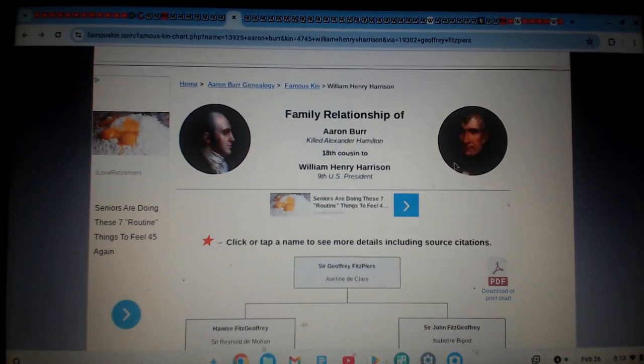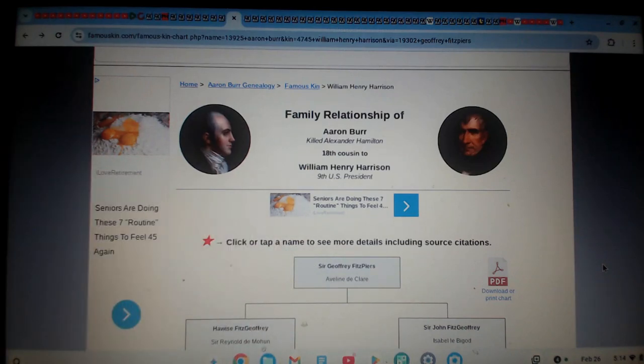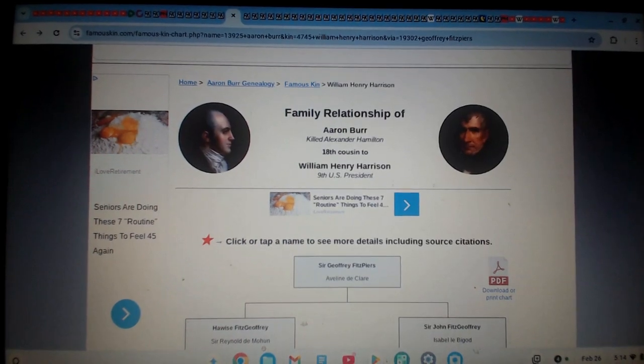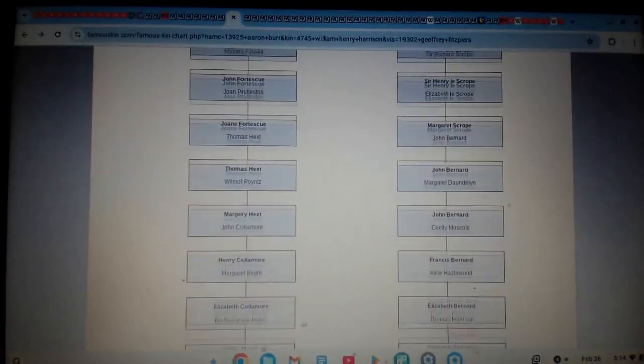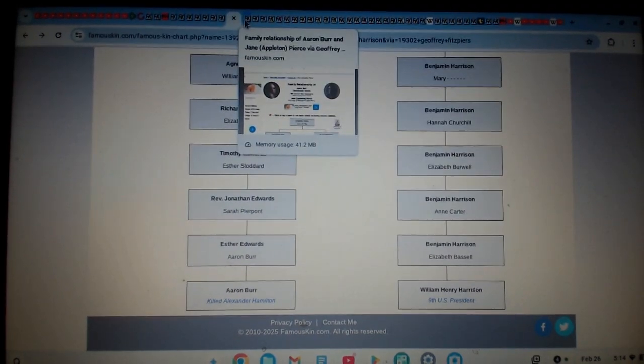But it's not about bloodlines. How about William Henry Harrison, the 9th U.S. president? Again, Sir Geoffrey Fitzpiers and Evelyn de Clare. They both share a grandparent. See, I'll scroll down, look, so you can see. They share the same... Really? It's not about a bloodline, no, right?